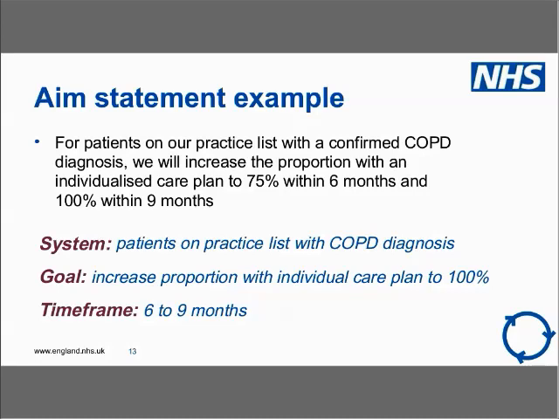So the system here, or for whom, is the patients on the practice list with a COPD diagnosis. The goal, or the how good, is we want to increase the proportion of those folks with an individual care plan to 100%. And the time frame is 6 to 9 months. So we've got the 3 aspects of a good aim statement: system, goal, and time frame within that statement.